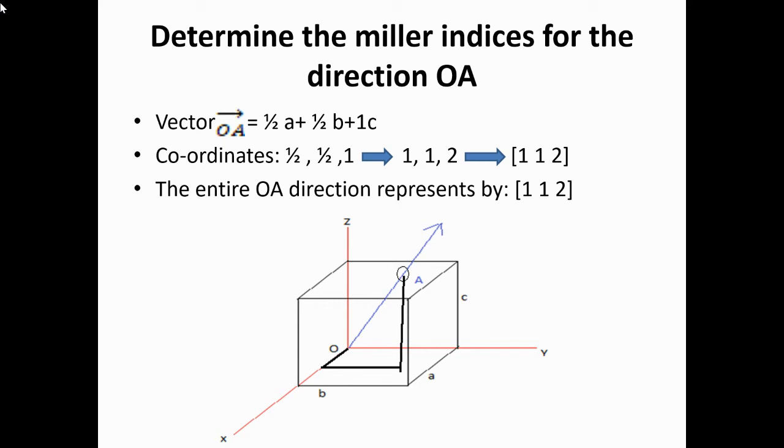In the next step you have to reduce the coordinates into the smallest integers. So then we get the integers 1, 1 and 2. Then put these integers into the square bracket, that is [1 1 2]. So the entire OA direction is represented by the Miller indices [1 1 2]. Understand?